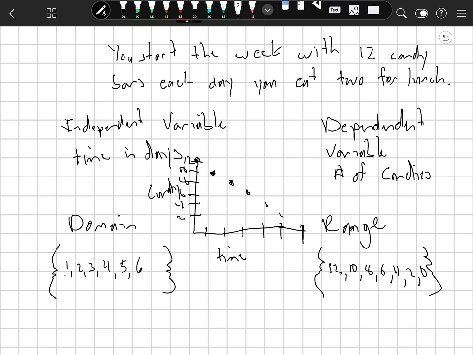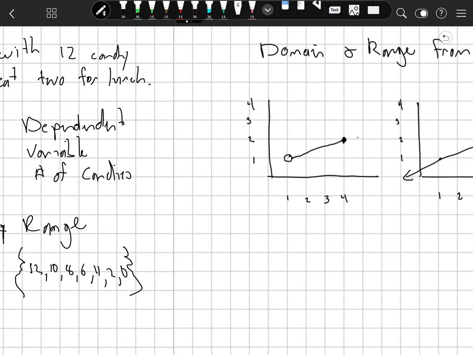So a little bit different way of writing it. We're just listing out all the possibilities for the domain and then all the possibilities for the range there. This is how you do it if there are gaps between each of your pieces of data. We call this discrete numbers here, and they usually deal with whole numbers like this.